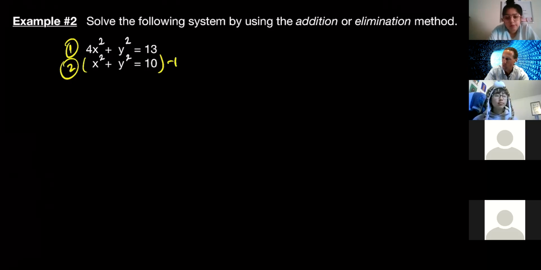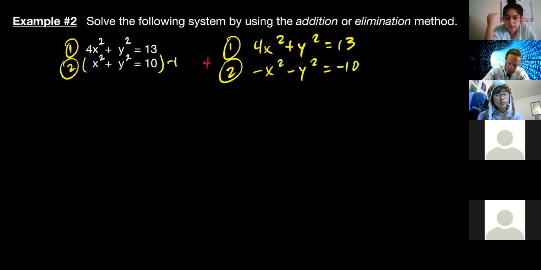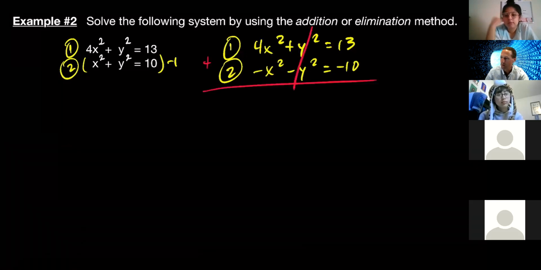Because it does not matter which variable I eliminate. I don't have to eliminate the x. And rather than having to do a negative 4 to all of this, I can just do a negative 1. Because these are the same coefficient, just different sign. And that will get the different sign. Okay, so I'm going to take that equation 1 as is. 4x squared plus y squared equals 13. And my new equation 2, which made it all negative values now, and now I will add those to get rid of one of my variables.